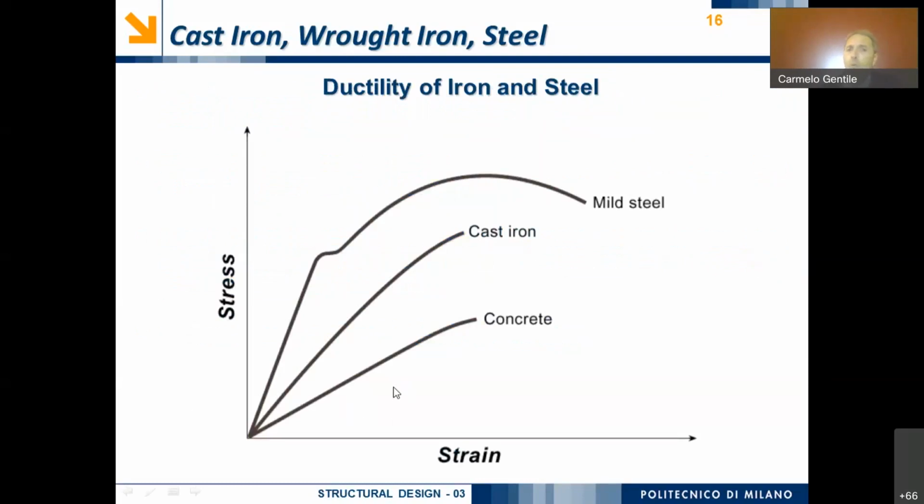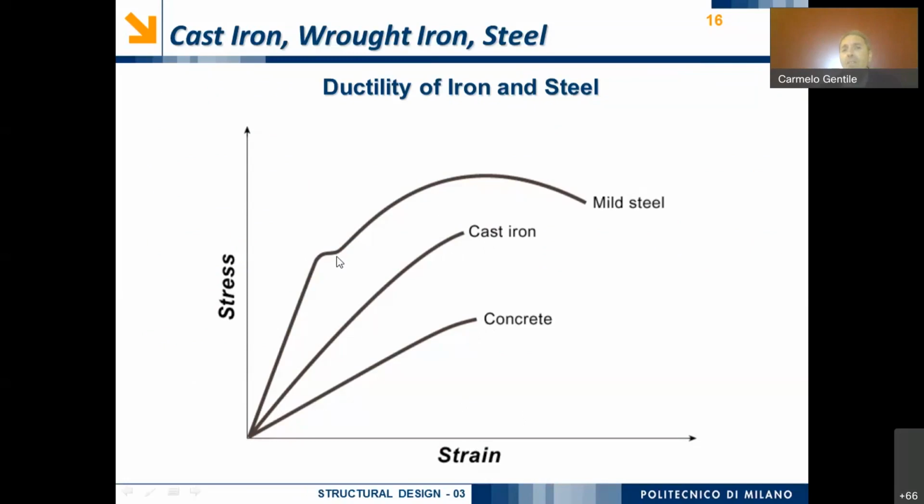So if we want to compare the stress strain curve of concrete, cast iron, and steel or mild steel, for example, we can see that concrete basically is linear or almost linear until the collapse, the maximum strength, is reached. Cast iron has a behavior that is more or less similar in compression to the concrete or to masonry. Of course, the strength is much higher.